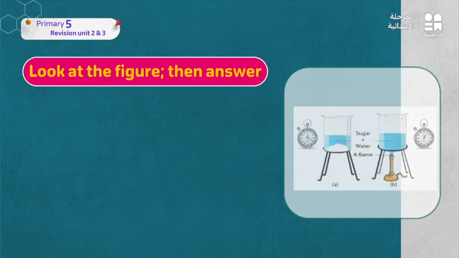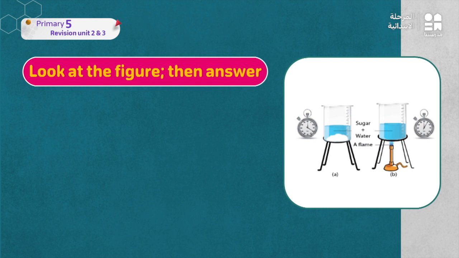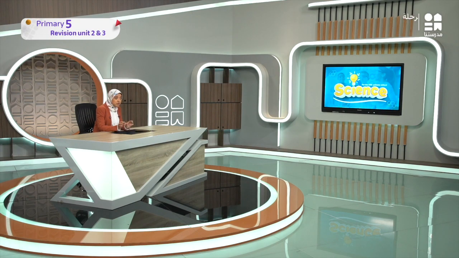Let's take another question. Now look at the figure, then answer. We have here two beakers. One beaker has a flame, so it's being heated. The temperature increases in beaker B, while in beaker A, nothing. Both of them have the same quantity of liquid, and to both of them we add the same quantity of the solute, which is the sugar.